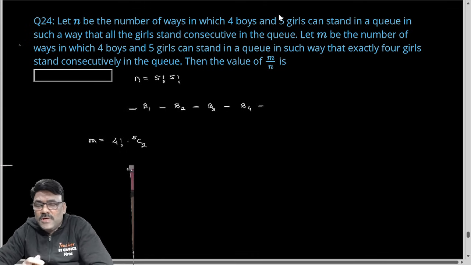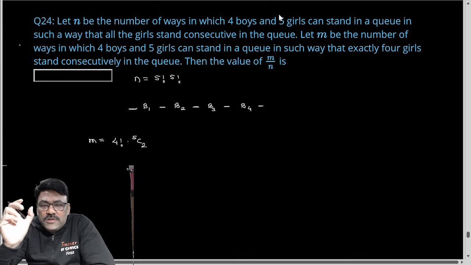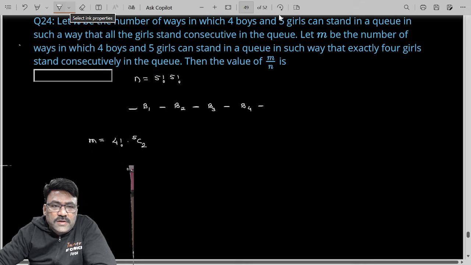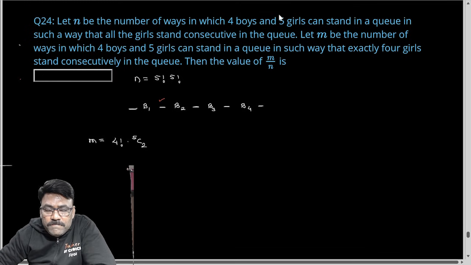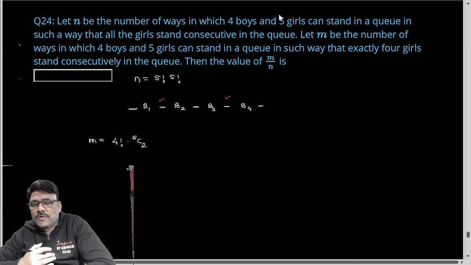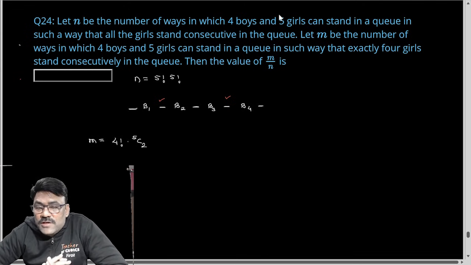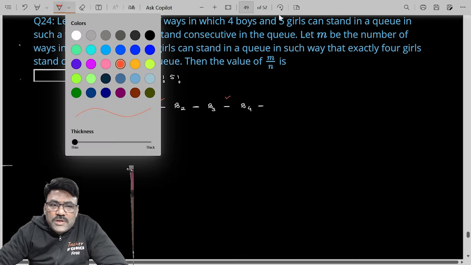Why am I choosing 2 gaps? In one of the gaps, I will arrange 4 girls together, and in another gap, I will put a separate girl, the 5th girl. Let's say these 2 gaps are selected, any 2 gaps out of 5. Now, in one of these 2 gaps, I will arrange 4 girls together, but I don't know which 4 girls are together.